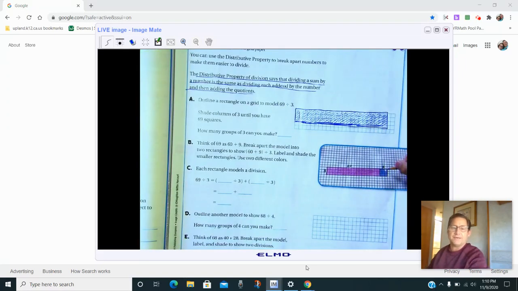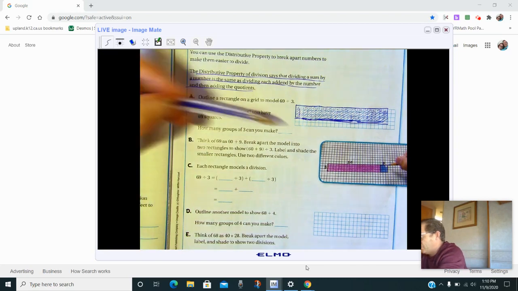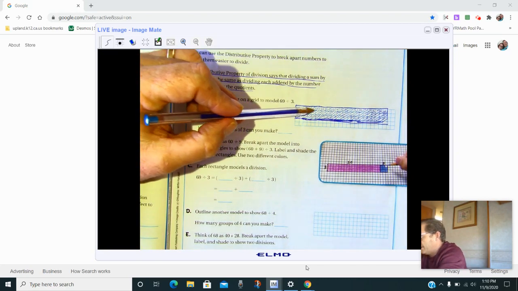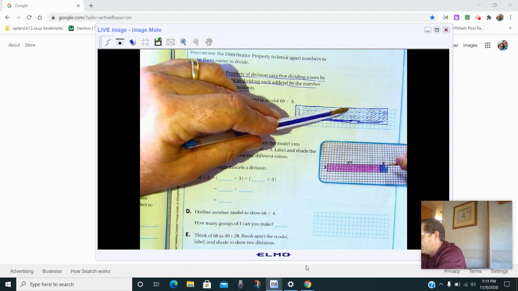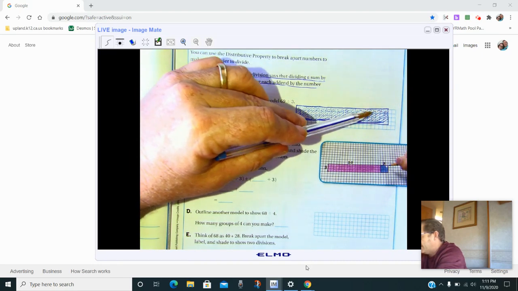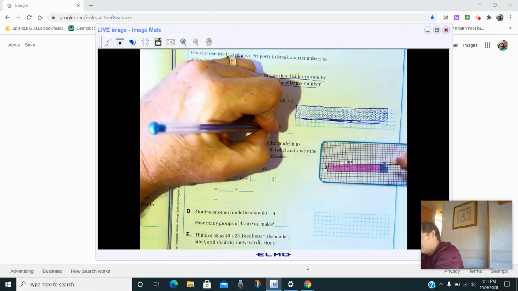And that's our rectangle. We shaded how many groups of 3 did we make? Well, we made 1, 2, 3, 4, 5, 6, 7, 8, 9, 10, 11, 12, 13, 14, 15, 16, 17, 18, 19, 20, 21, 22, 23. We made 23 groups.